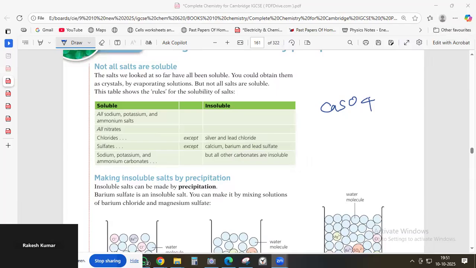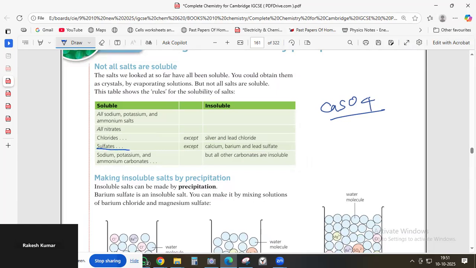CaSO4. Now, CaSO4 is a sulfate. All sulfates are soluble except calcium, barium, and lead sulfate. So this is insoluble. First thing.